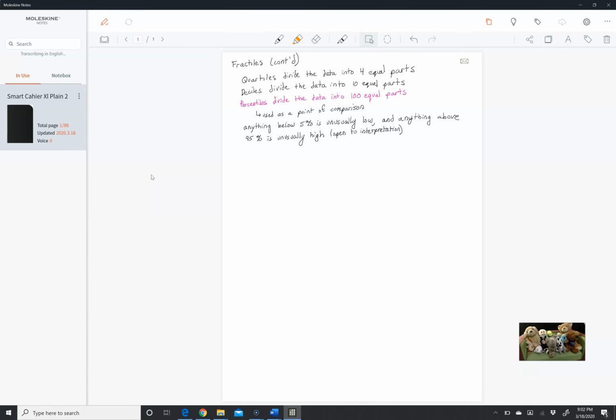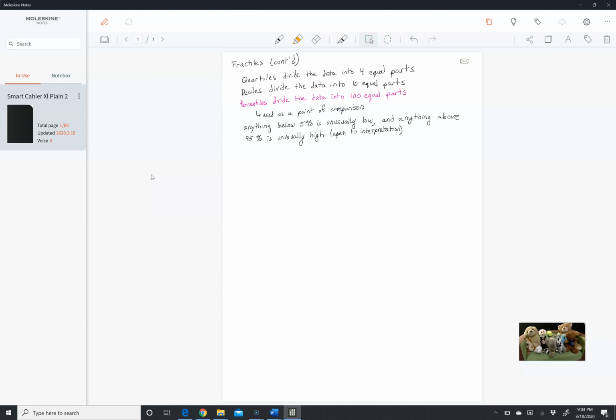But typically, if we're just talking about any data set, if you remember, we talked about outliers. These are equivalent to extreme outliers, okay? It's a little bit in between an outlier and an extreme outlier, okay? So again, it's open to interpretation as to whether something is good or bad, but unusually high or unusually low would be outside of the 5 to 95% range.